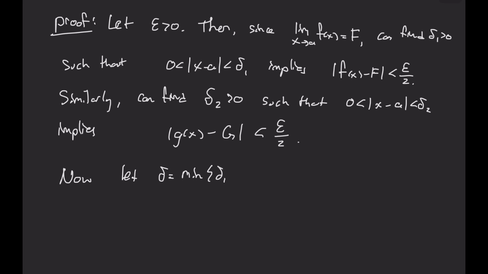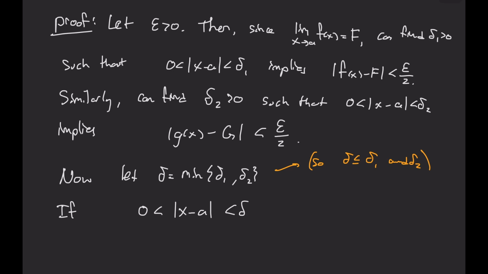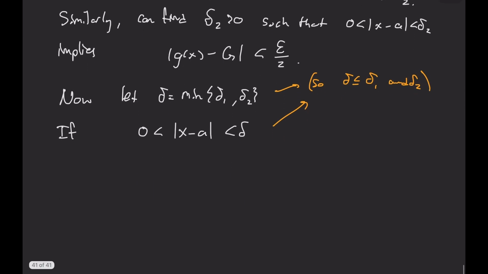Now we're going to take our delta to be the minimum of these two deltas that we found. So the minimum of delta 1 and delta 2, so that delta is less than or equal to both of them because it's the smaller one of the two. So that if |x minus a| is less than delta, then it's less than delta 1 and less than delta 2. So we can use both of our properties.